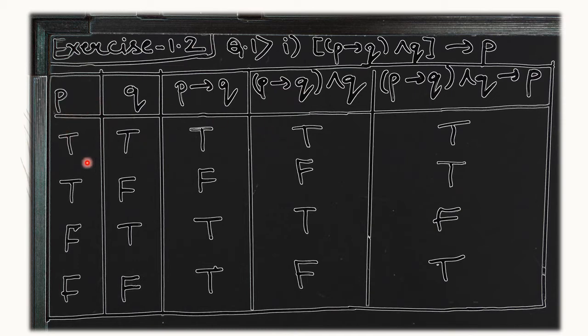T going to T. Just check one case where T is going to F. So here T is going to here, F is going to here. Only once T goes to F, only in that case the truth value is F. In the rest of the cases the truth value will be true. Simple. Now let's see some other example from the same question.